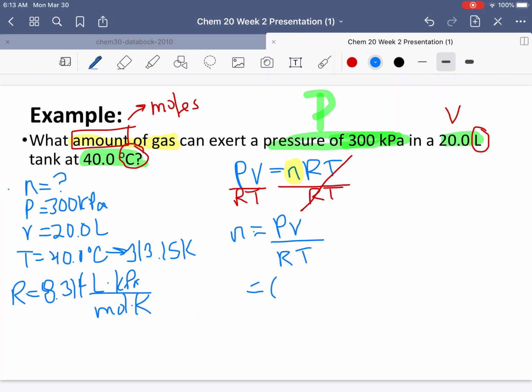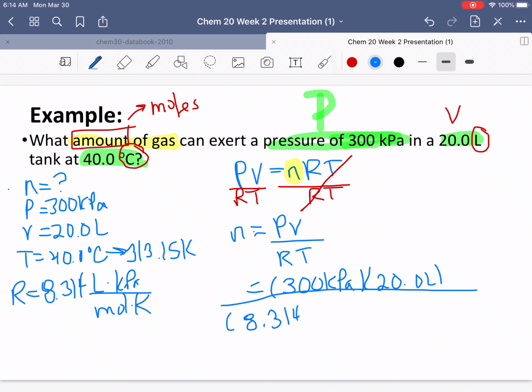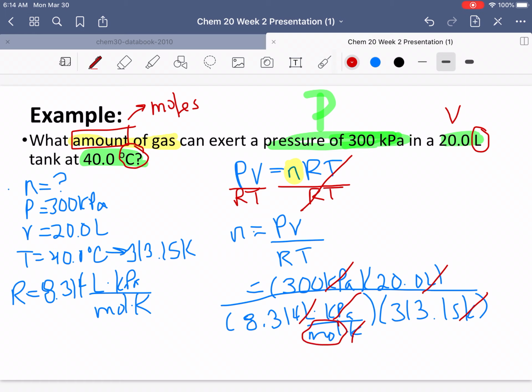Speaking of which, start plugging things in. 300 kilopascals for the pressure times that volume of 20.0 liters, all over 8.314 liters kilopascals over moles Kelvin, multiplied by the temperature in Kelvin, 313.15 Kelvin. The units have to work. Kilopascals cancels out kilopascals. Liters cancels out liters. Kelvin cancels out Kelvin. We're left with moles, which is exactly what we want.